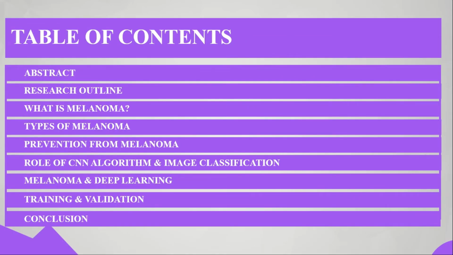This slide consists of the table of contents. The contents initially includes the abstract and research outline. Then comes what is melanoma, its types, the prevention from melanoma. Then comes the role of CNN algorithm, which is also known as the convolutional neural networks algorithm, and image classification, alongside melanoma and deep learning, training and validation, and conclusion. So without further ado, let's move towards the abstract.